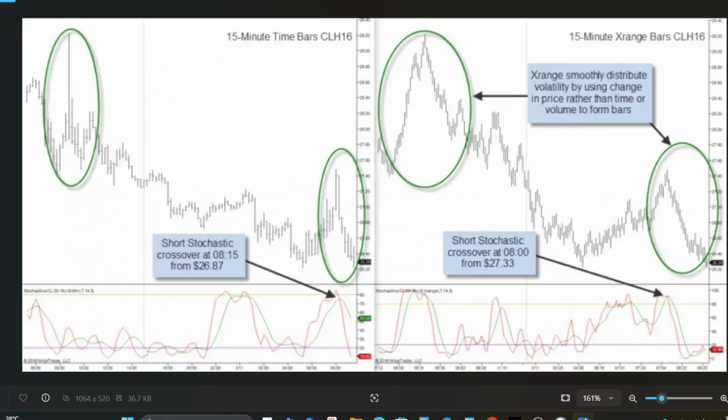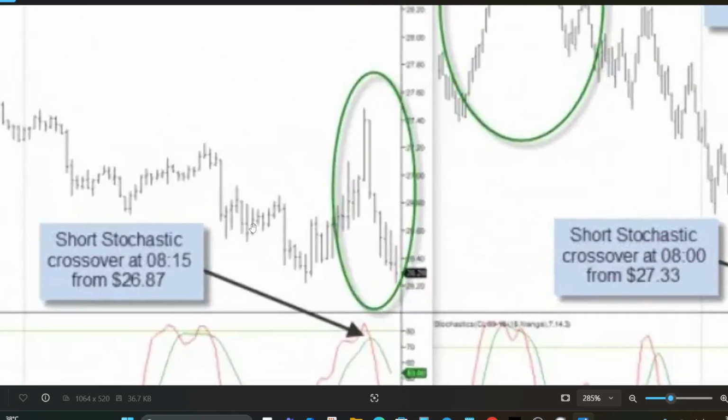You also want to pay attention to the strength of the bars. When you notice smaller bars, they often indicate a pause or consolidation in the market, which could be a great time to wait for a stronger signal before entering a trade. So this is where patience comes in. Sometimes it's better to wait for that big bar before acting.